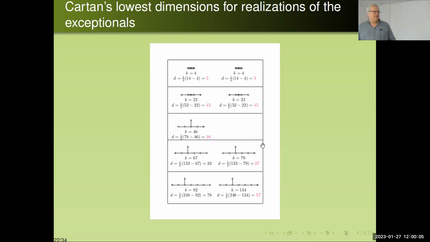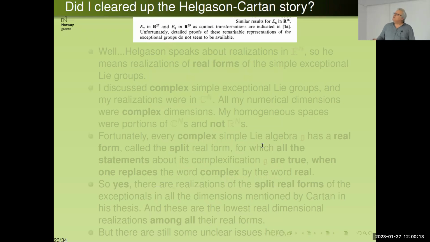And this is bread and butter for these parabolic people, as I call them, okay? Okay, so did I clear up the Helgason-Cartan story? So I recall one more sentence from Helgason. Similar results for E6 in 16 to E7, 27. E8 now we won't know that it's 57.